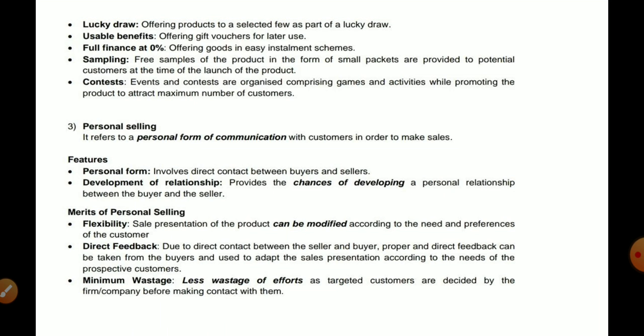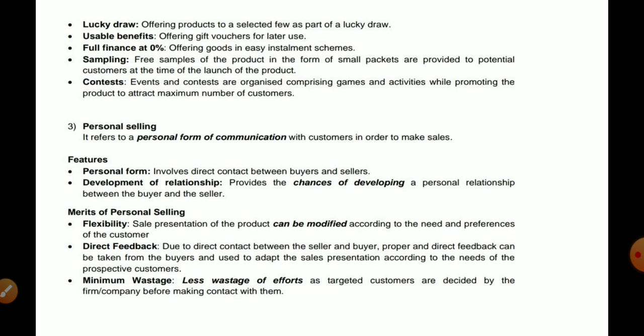Lucky draw: offering the product to a selected few as part of a lucky draw. Some more benefits: gift vouchers, 0% finance. You can purchase any goods on easy installments. They also offer a finance facility, like on automobiles.